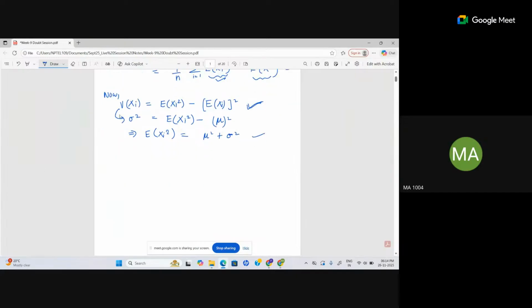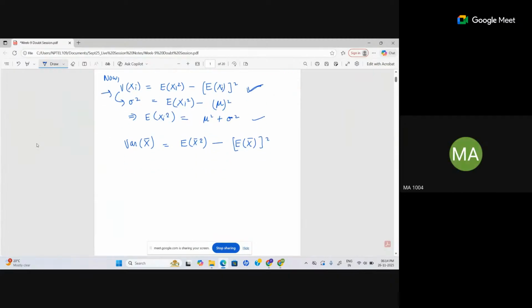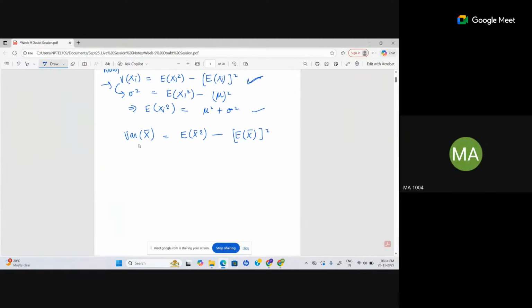As we have written this formula for variance of xi, similarly we can find variance of x bar. So what is variance of x bar? This is expectation of x bar square minus expectation of x bar whole square. Is it fine or not? Yes, ma'am. Now we will put the value of expectation of x bar and expectation of x bar square.